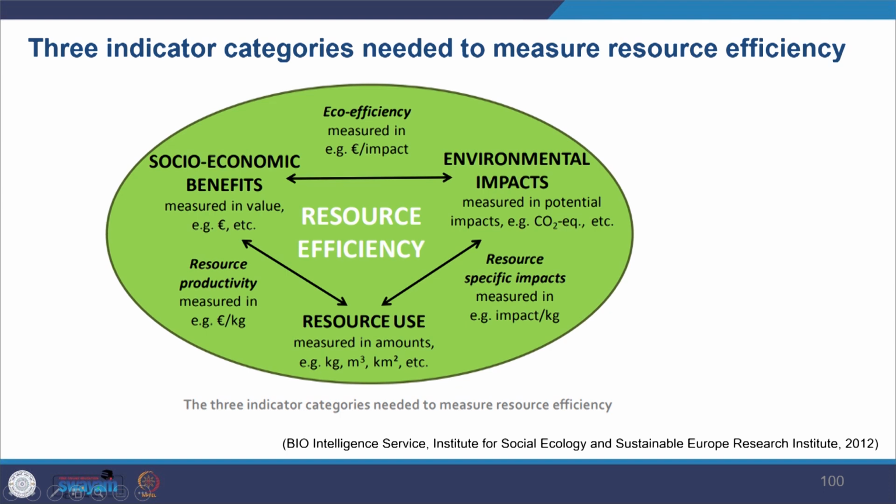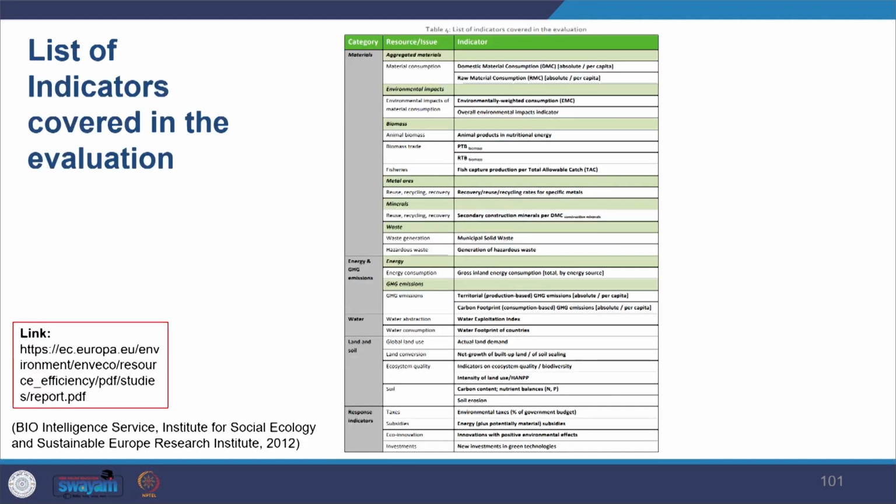How do you attain that? You see the 3 indicator categories which are used to measure resource efficiency: the socioeconomic benefits, environmental impacts, and resource use, and how they have been used at your place. Further, this report also gives you a list of indicators which are used for evaluation purposes.